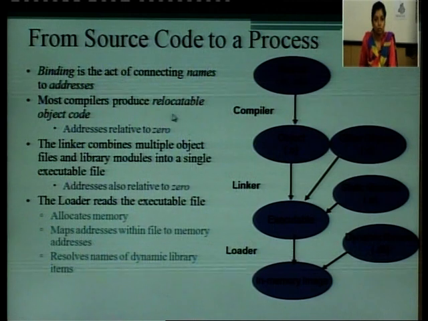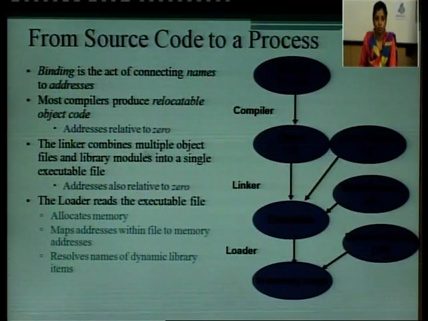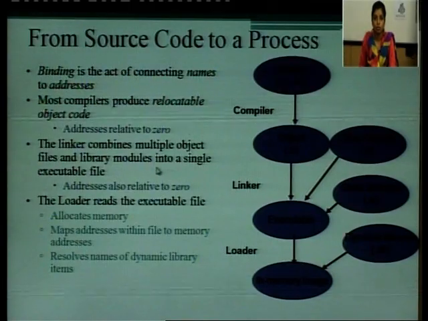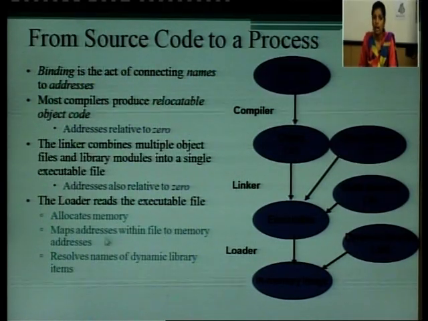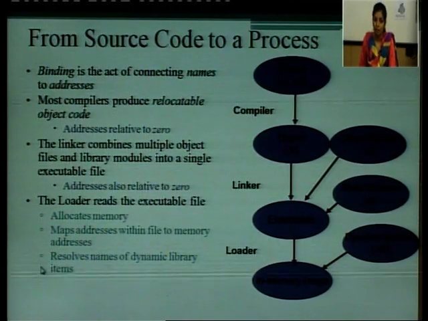Most compilers produce relocatable object code, with addresses relative to 0. The linker combines multiple object files and library modules into a single executable file, with addresses also relative to 0. The loader reads the executable file, allocates memory, and maps the file to memory addresses, including the names of dynamic libraries.